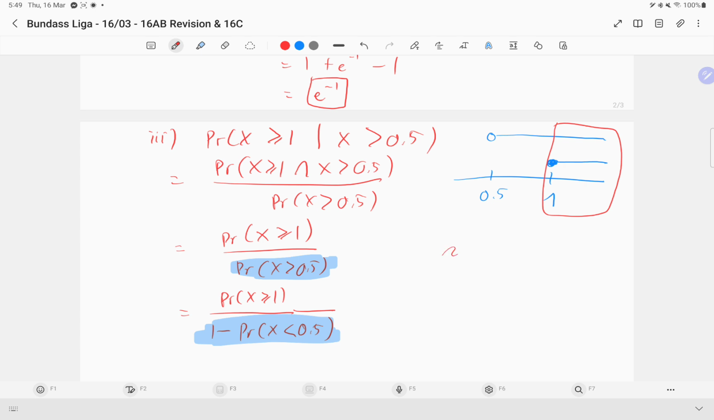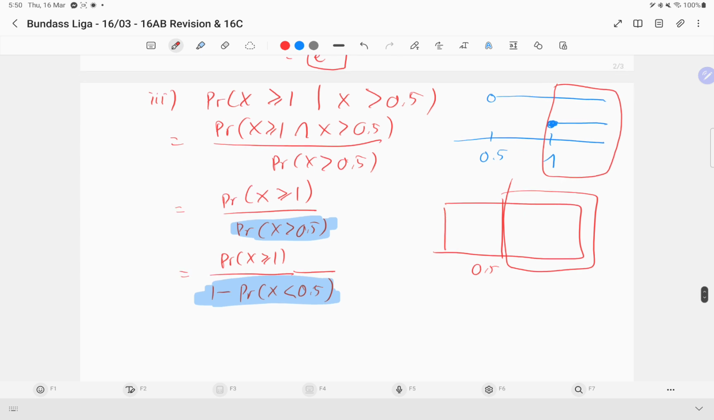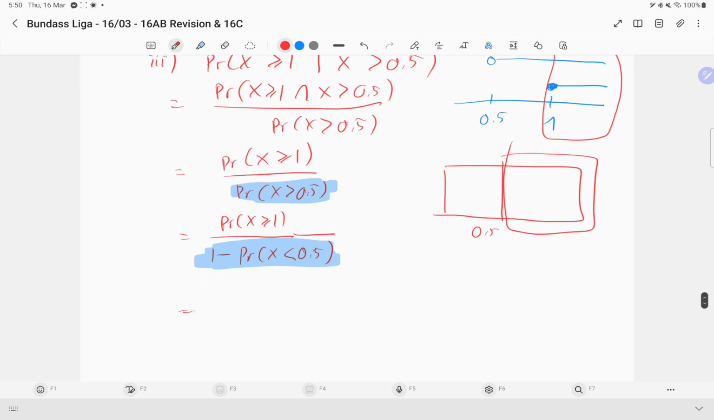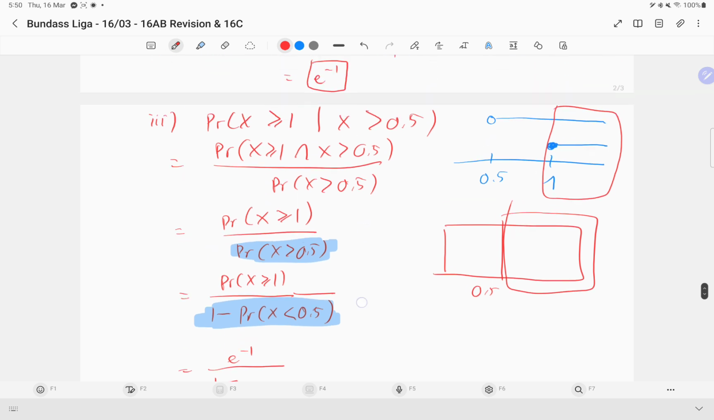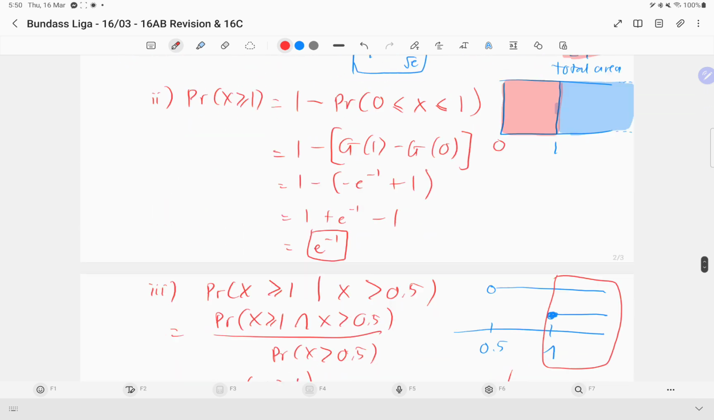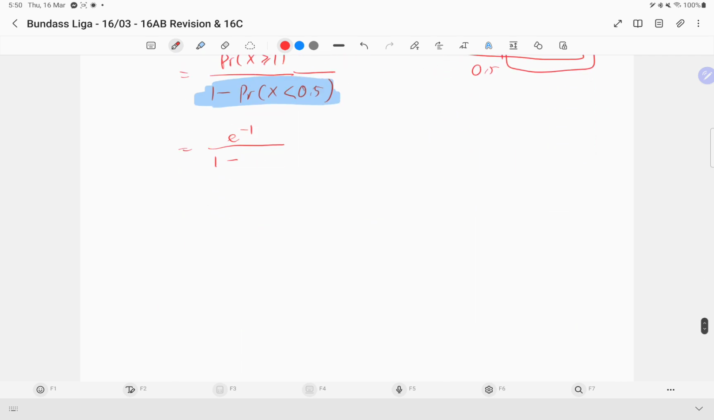So again, it's a box when you have 0.5 to the end, right? If you want this section here, it's just 1 minus the other section. So that's 1 minus Pr(X less than 0.5), and now we've got all the values. So Pr(X more than or equal to 1) is e to the power minus 1 divided by 1 minus, and then I think the other answer was 1 minus e to the power negative half. Now just got to simplify.